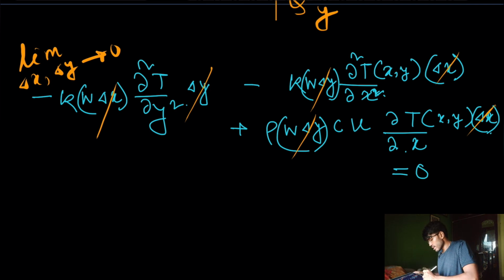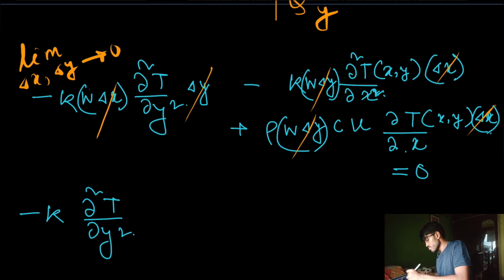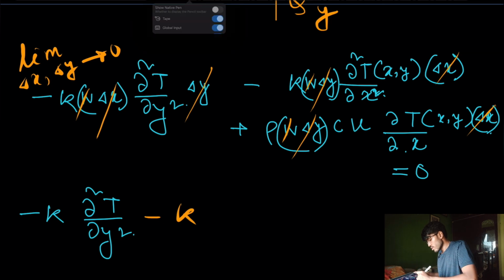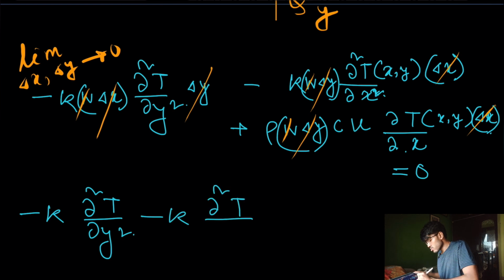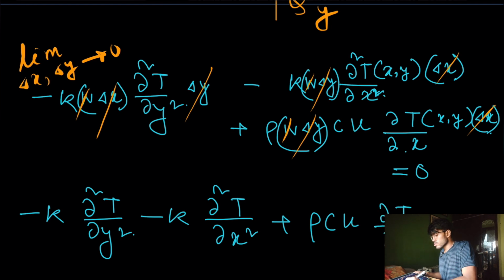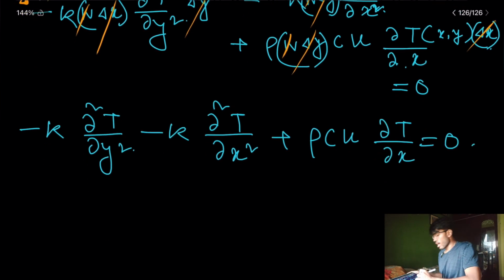Then the final equation that you are getting is minus k del squared T by del y squared. You see w also you can cancel out, minus k del 2T del x2 plus rho c u del T del x is equal to 0. So this will be your answer for the governing equation part.